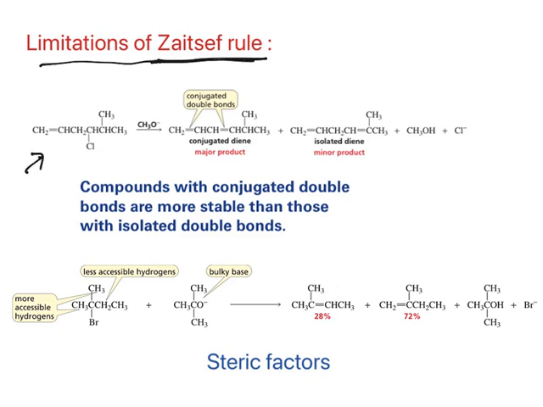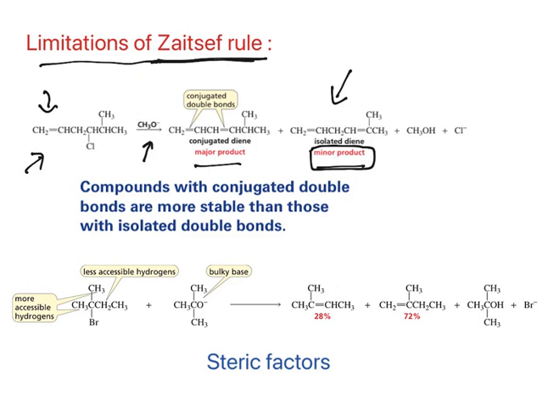Look at the starting substrate. Already a double bond is there. When it undergoes E2 elimination, there is a chance of forming two kinds of constitutional isomers. According to Zaitsev rule, this one is more substituted and it has to be the major product, but this one is the minor product.